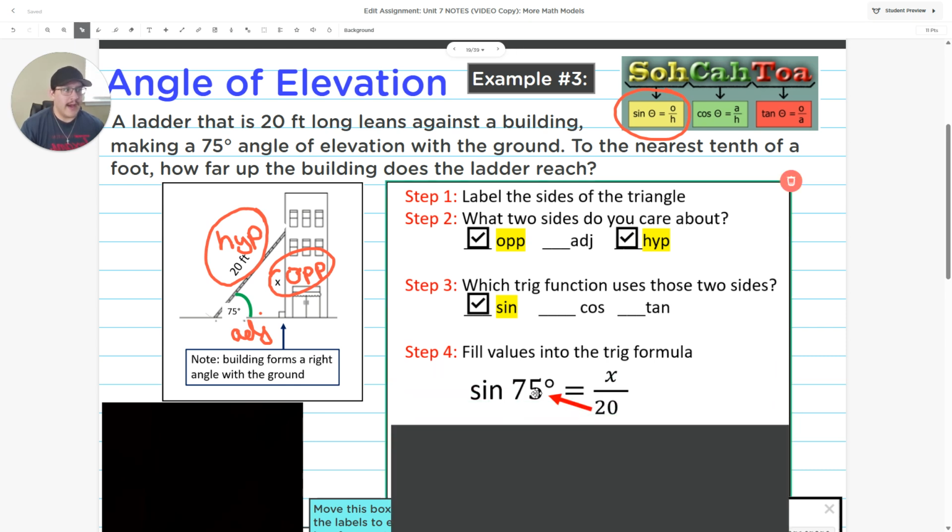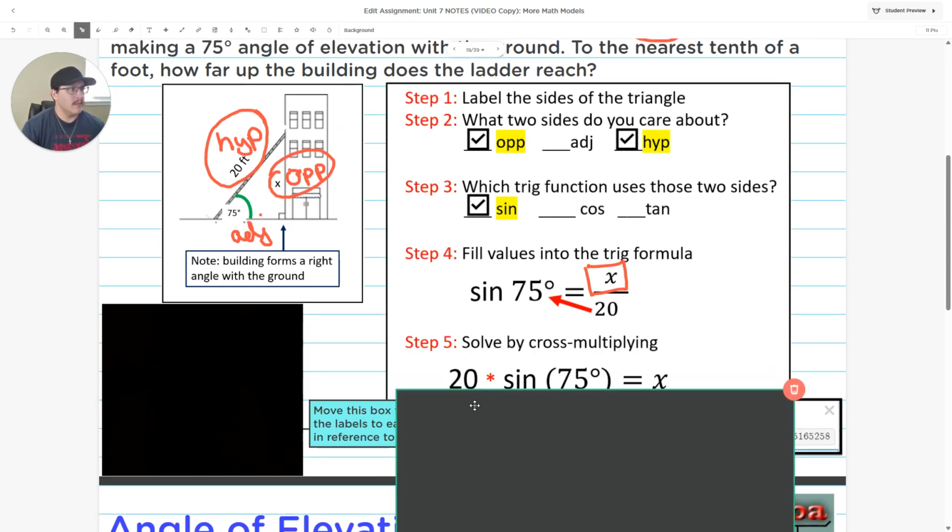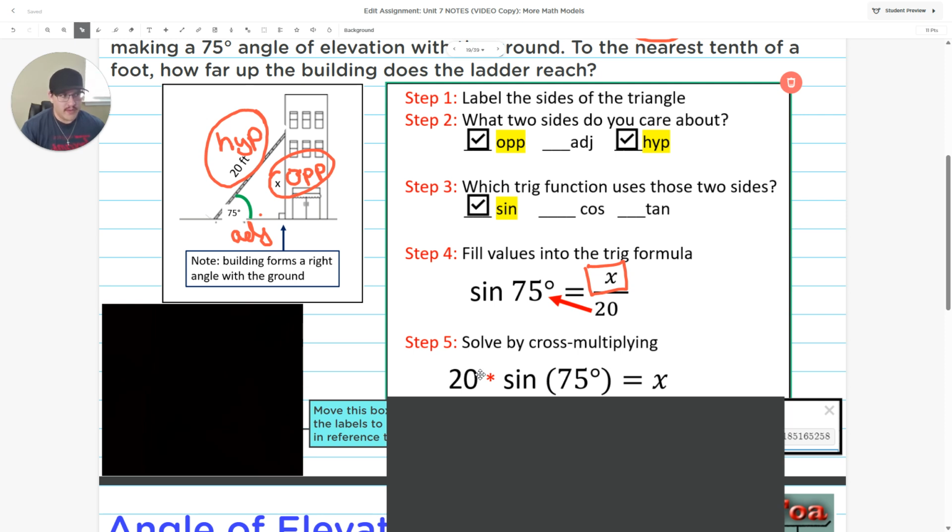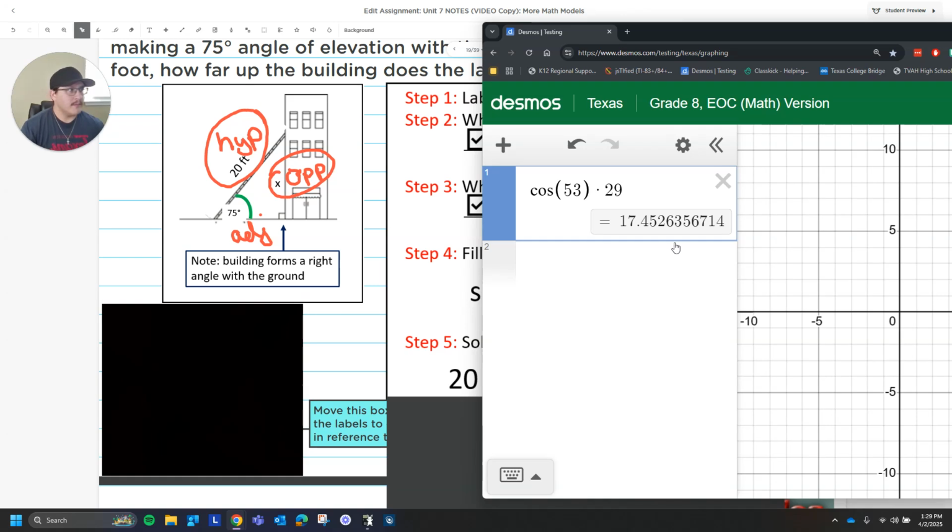Sine of 75 degrees is equal to x divided by 20. To get x by itself, we're going to cross multiply the 20 with the sine of 75. So multiply that to the other side. And we get the following before we solve: 20 times sine of 75 degrees. Plug that into your calculator.